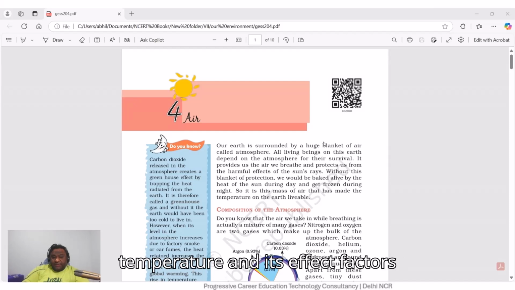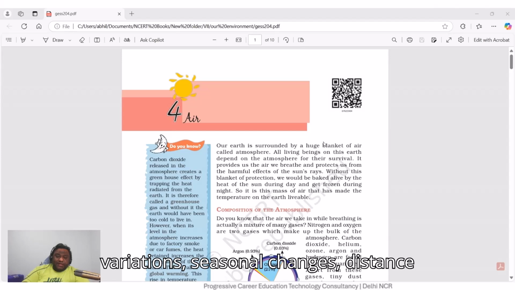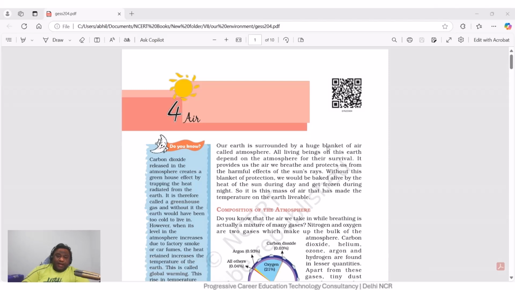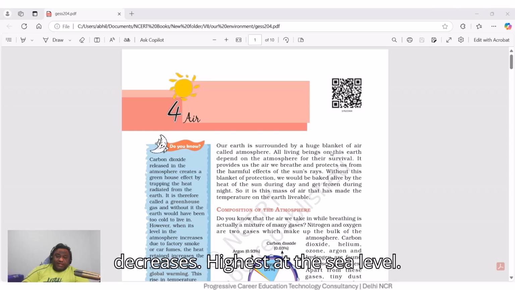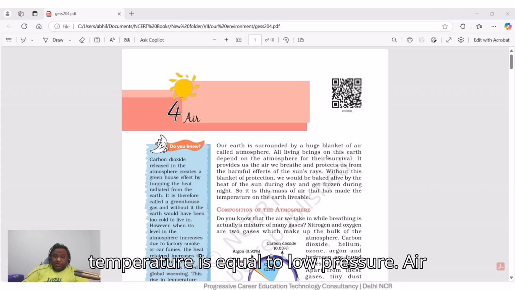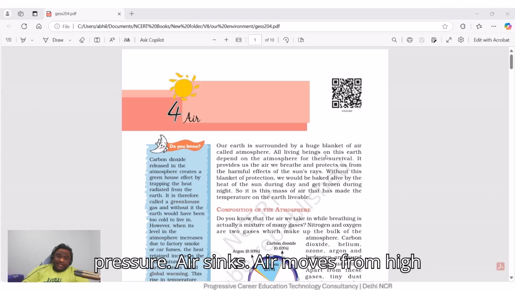Air temperature and its effect. Factors affecting temperature: day and night variations, seasonal changes, distance from the equator, urban heat island effect. Cities are hotter than villages due to concrete structures trapping heat. Air pressure is the force exerted by air on the Earth's surface. As altitude increases, air pressure decreases; it is highest at sea level. Temperature affects air pressure. High temperature means low pressure, and air rises. Low temperature means high pressure, and air sinks.